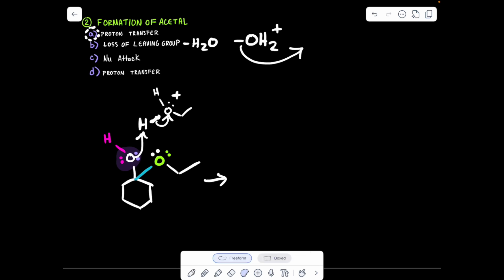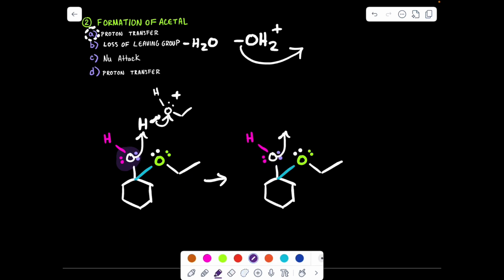We get our leaving group. We get an OH2 plus. The purple lone pair is now involved in a bond to a hydrogen, and this oxygen becomes positively charged. That's our leaving group, yes. So we just finished the proton transfer step, part A. So now we need to lose H2O.